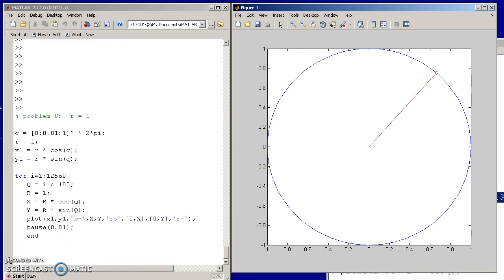Here's some sample programs in Matlab showing off some trig functions. Here we have r equals 1, x is our cosine theta, y is our sine theta, and this plots as the angle goes around, x versus y, cosine theta versus sine theta. Notice that the result is a circle, it spins counterclockwise.